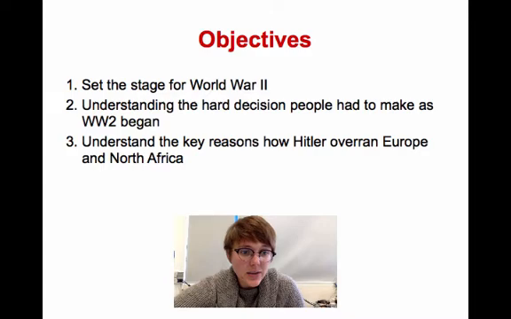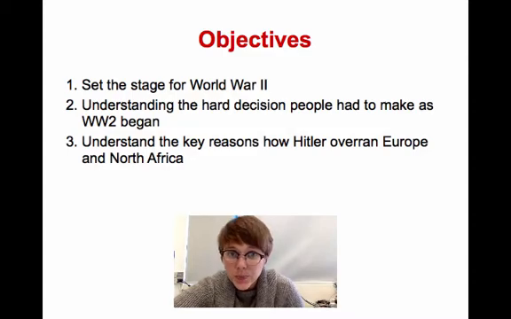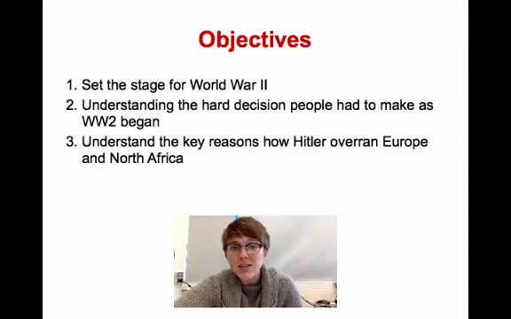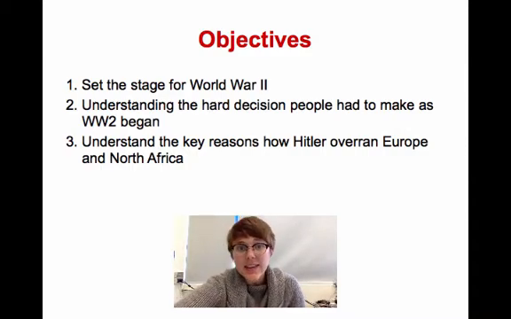Now, if we look at the three objectives for this week, we are going to be setting the stage for World War II. We're also going to try and understand some of the hard decisions that people had to make as World War II is beginning. The last thing we are looking at is understanding the key reasons.